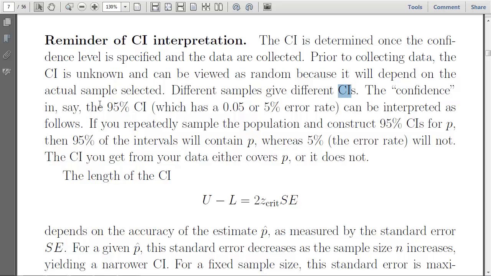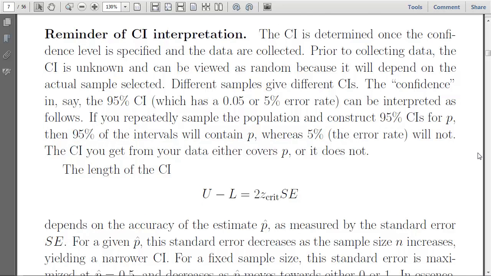A 95% confidence interval will have a 5% error rate, which means that if you repeatedly sample the population and construct 95% confidence intervals, one after the other, then 95% of those intervals will contain the true population parameter, and 5% will not contain it. And so you're either right, if you got lucky, or you're not. And unfortunately, you never get to know the answer.